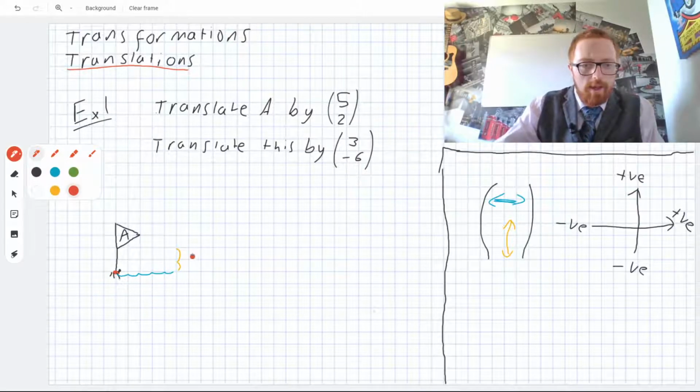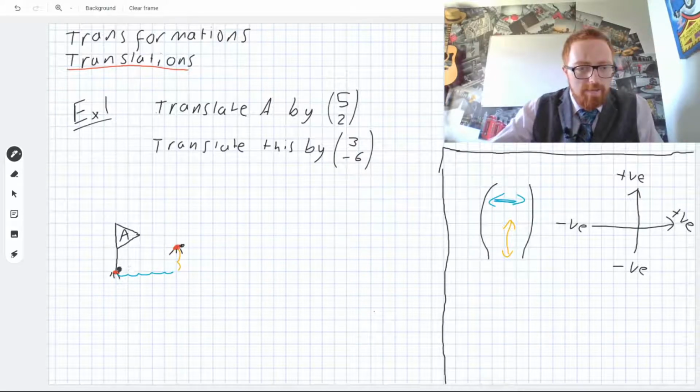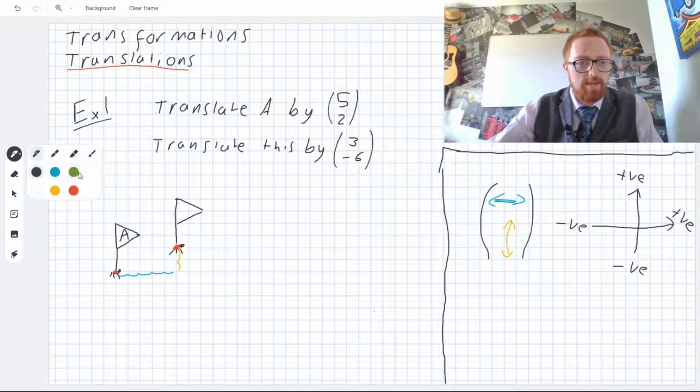So we end up, and I'll leave it red because we're going to translate the ant a second time, we end up with our ant standing here, and because the ant's carrying this flag, the flag stays in the same position, ends up there. Okay, so that is that first part ticked off.